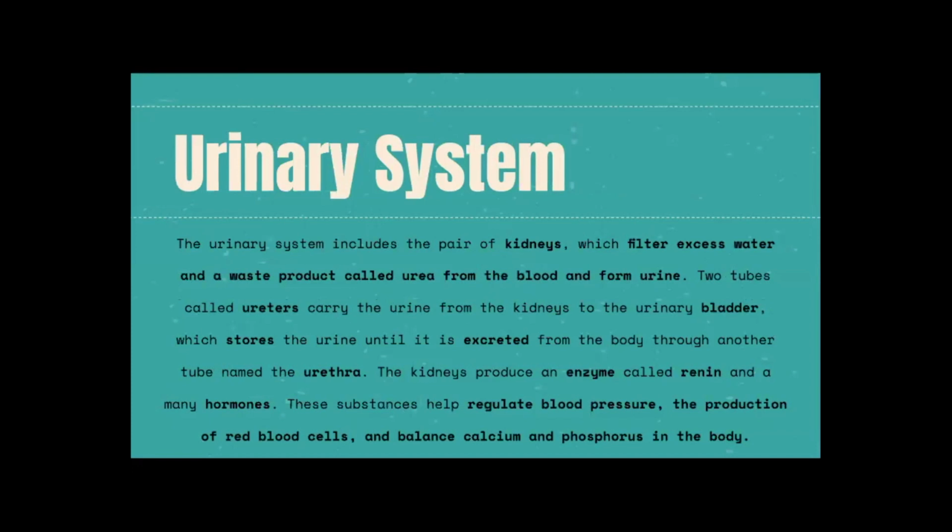Next, we have the urinary system, which includes the pair of kidneys which filter excess water and waste products called urea from the blood and form urine. 2 tubes called ureters carry the urine from the kidneys to the urinary bladder, which stores the urine until it is excreted from the body through another tube named the urethra. The kidneys produce an enzyme called renin and many hormones. These substances help regulate blood pressure, the production of red blood cells, and balance calcium and phosphorus in the body.